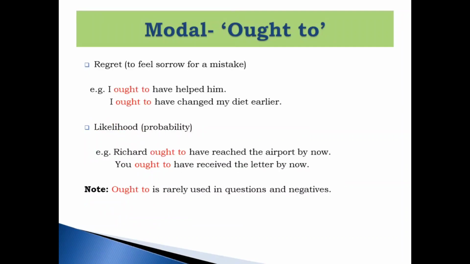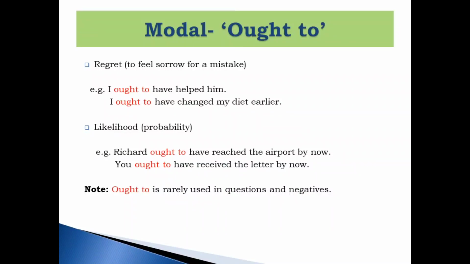The modal ought to is also used to express regret, which means to feel sorrow for a mistake. For example, I ought to have helped him. The regret is, I didn't, and now he is no more. I ought to have changed my diet earlier. The regret is, I didn't, and now I am sick.